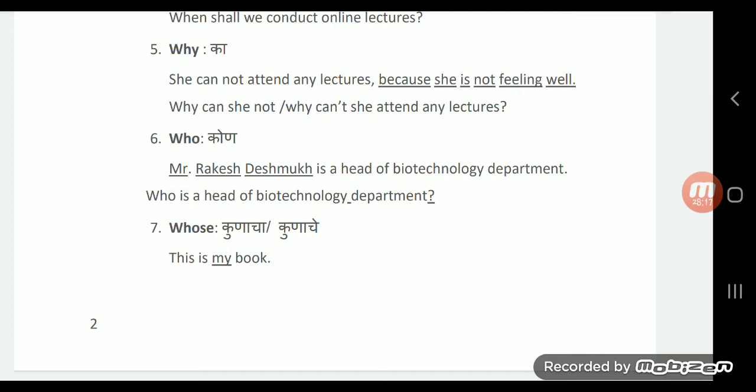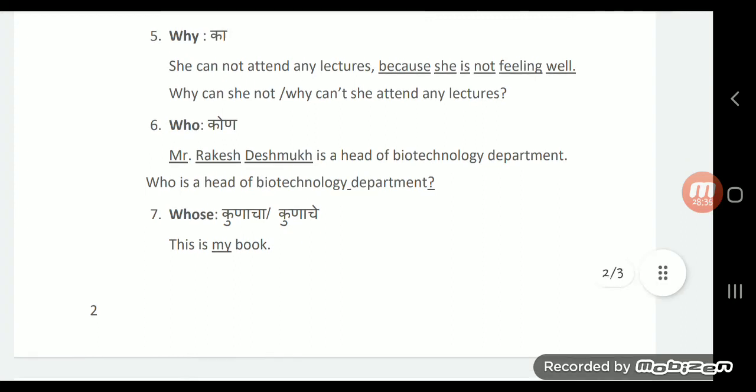देन सिक्स्थ, who, कोण. Mr. Rakesh Deshmukh is a head of biotechnology department. ओके, आता अंडरलाईन पार्ट मला आन्सर म्हणून पाहिजे, असा क्वेश्चन करायचा. सो, Who is a head of biotech department? आन्सर इज Mr. Rakesh Deshmukh, राईट.